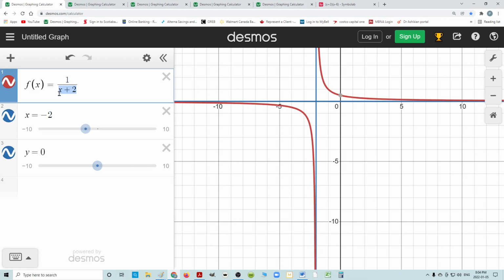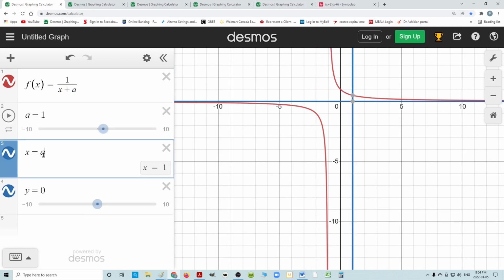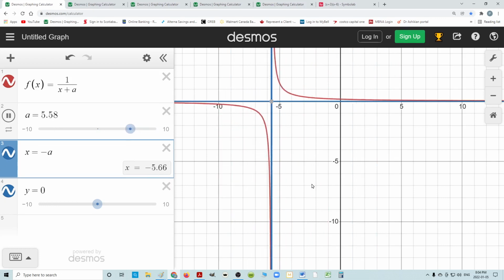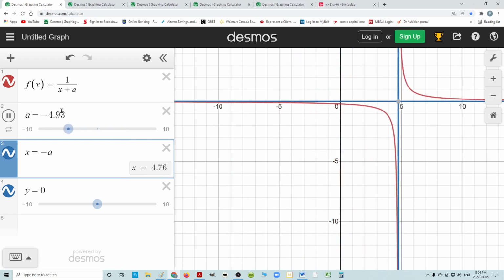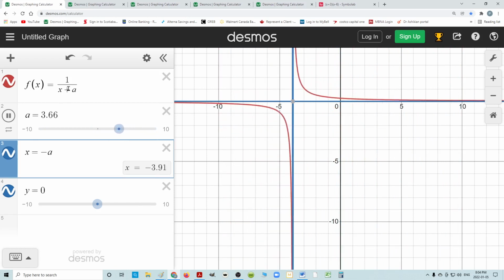Now, obviously, it's going to get more complicated, but I wanted to show you that if I just add a random number to this and call it a, and add a slider for a, and I make my asymptote also equal to a, watch what happens when I move the a around. Oh, I've got to make my asymptote negative a, because it's the opposite. Well, look at that. The asymptote and the graph are sliding left and right as I add or subtract an a at the bottom of x.